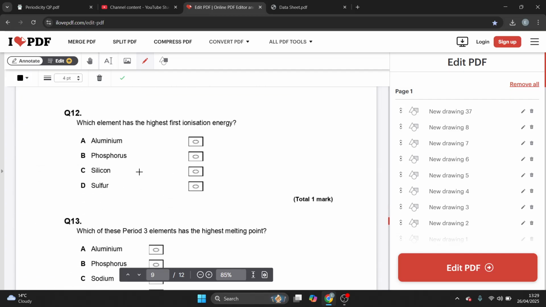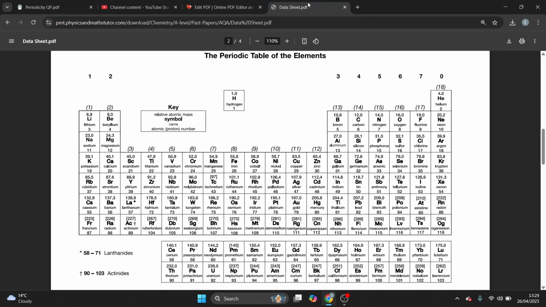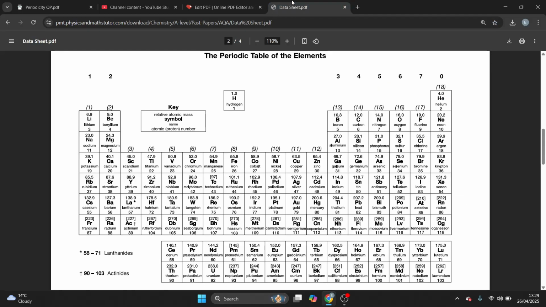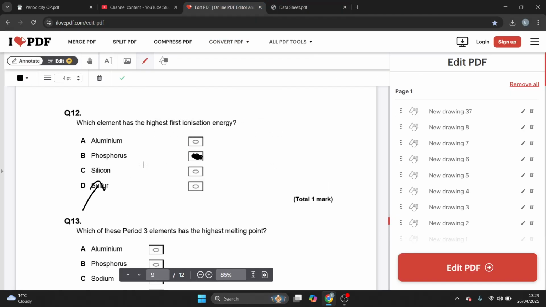Which element has the highest first ionization energy? Aluminium, phosphorus, silicon, sulfur. First ionization energy increases across the period, and atomic radius decreases across the period. But the thing is, sulfur has lone pair electron repulsion, so therefore it's going to be phosphorus. The reason I know that is because they always love the idea that sulfur's paired electrons repel, and therefore it has a lower first ionization energy. But yeah, the answer is phosphorus.